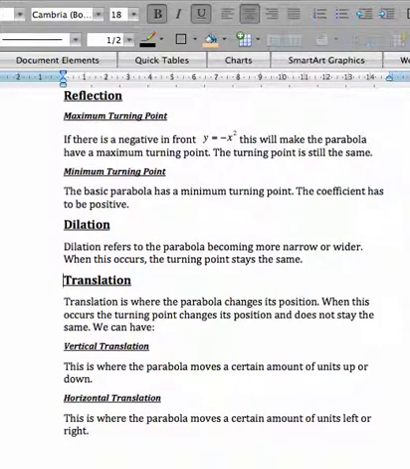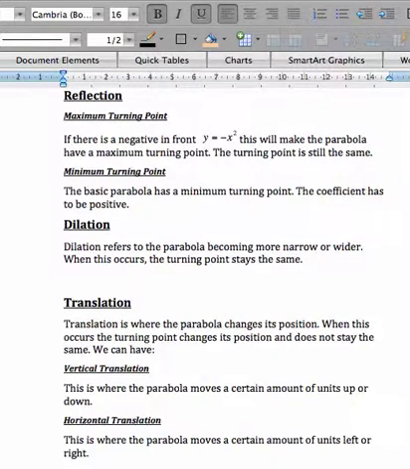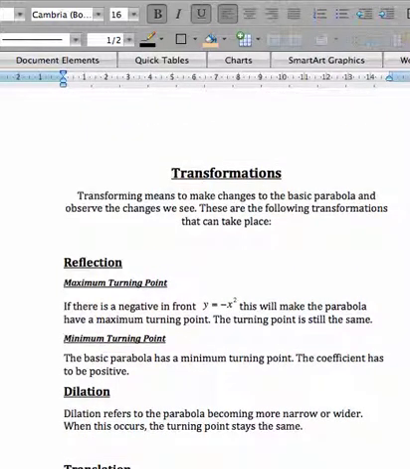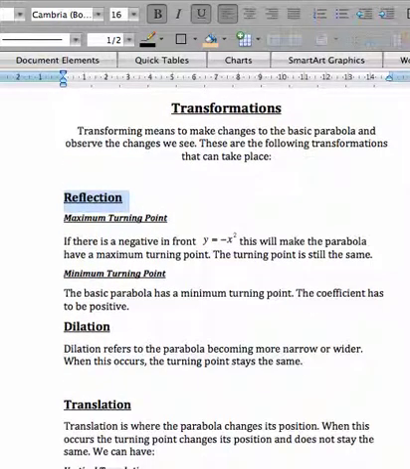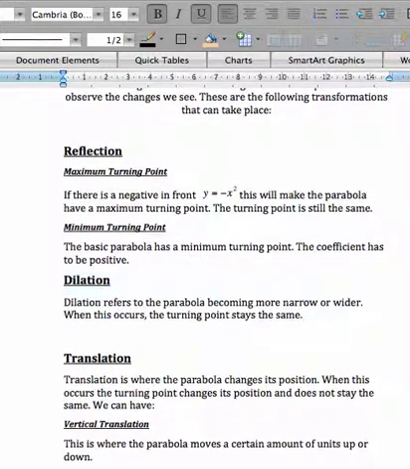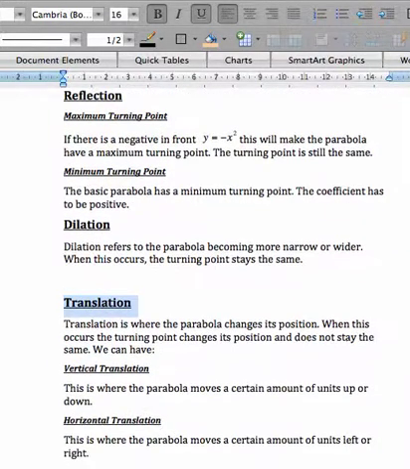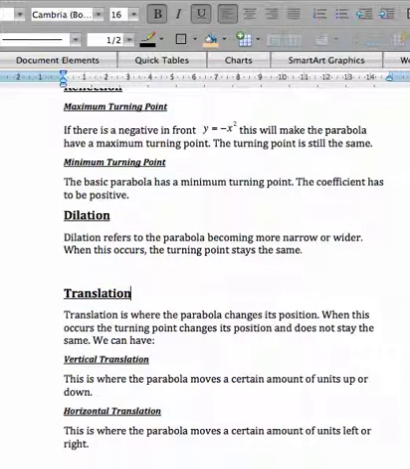So translation is another transformation that can happen. Remember, all these things here are under the category transformations. So far, we've looked at reflection, where we can have a maximum or minimum turning point. We've looked at dilation, where our parabola can become more narrow or wider. And now we're looking at translation, where the turning point actually changes its position. The types of translations we can have are vertical translation or horizontal translation. So let's have a look at those two.